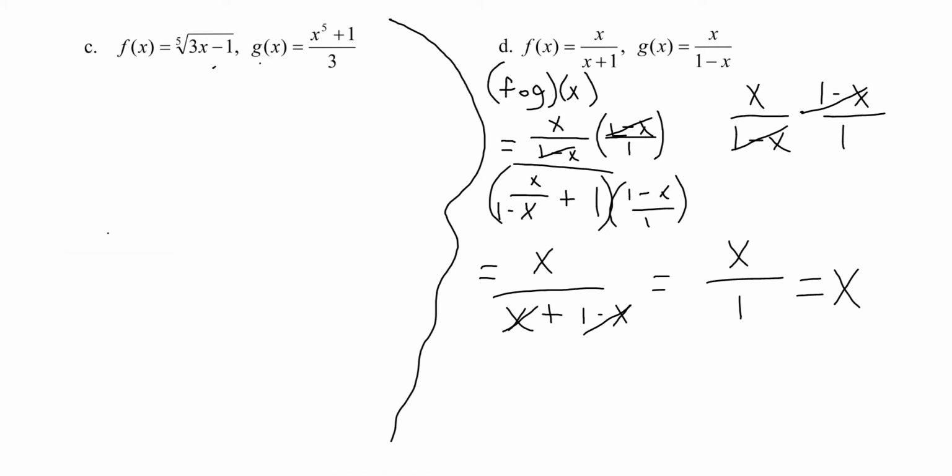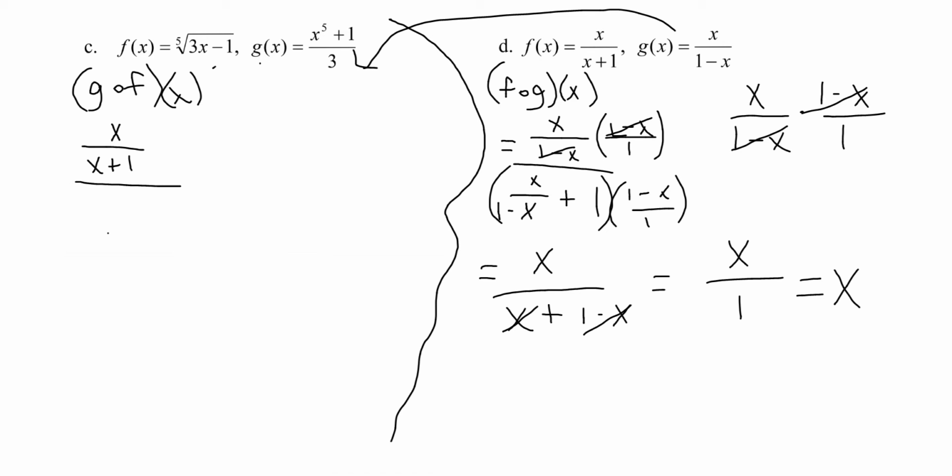Okay, so now let's do, from this problem here, g composed of f of x. So g is x over 1 minus x. So we will have, for x, I'm going to plug in f, so it will be x over x plus 1 over 1 minus, and then we'll again plug in f, so it will be x over x plus 1.